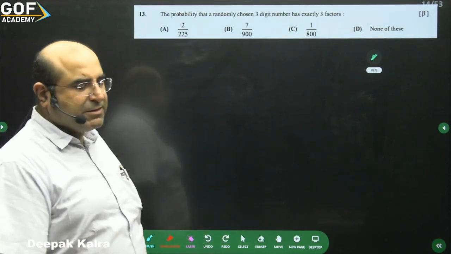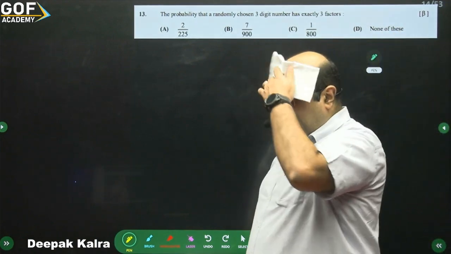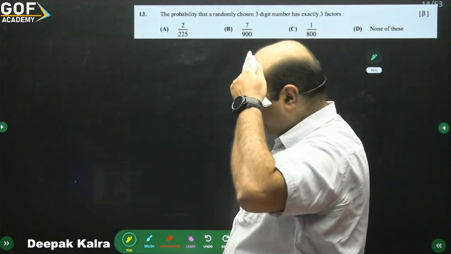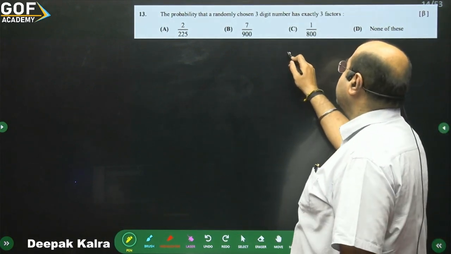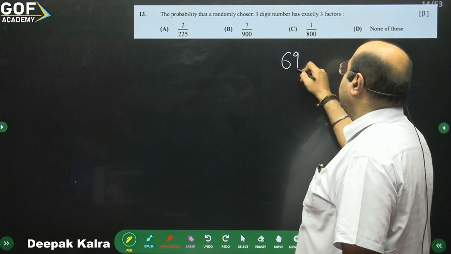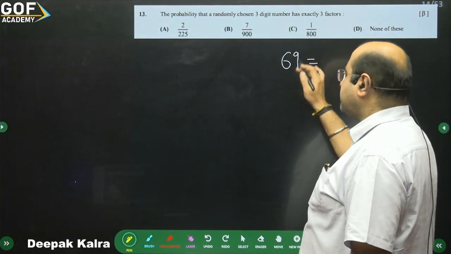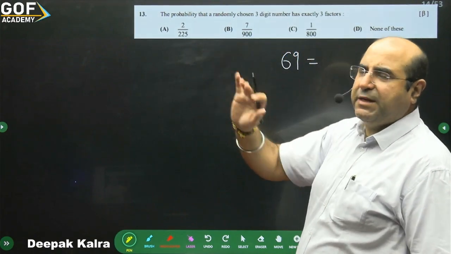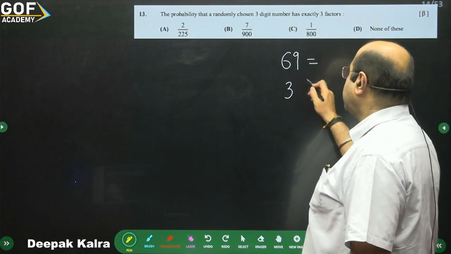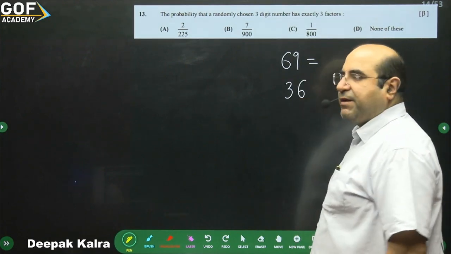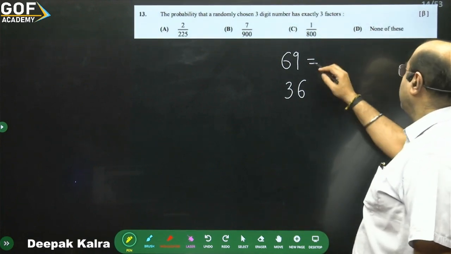Yeah, this is a very tricky question of number theory. You know how to find the divisors of a number? Let us suppose I take any 2-digit or 3-digit number, you take any one. Let us suppose 36. I've taken this number. To get its factors, what do we do?